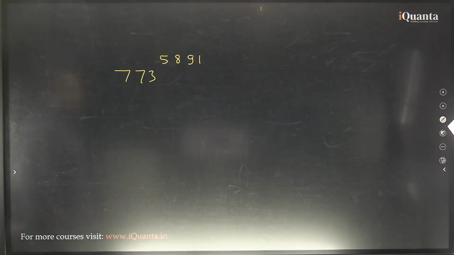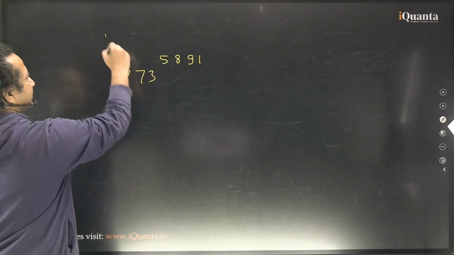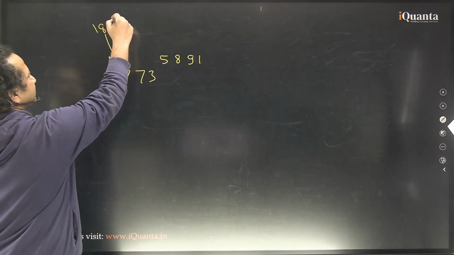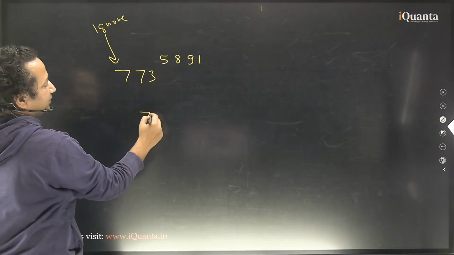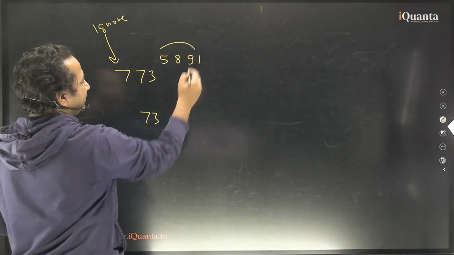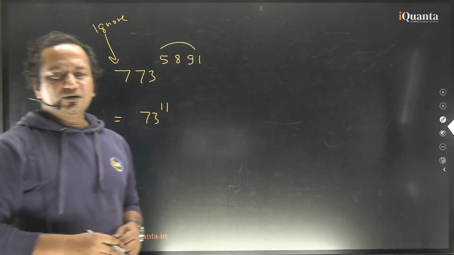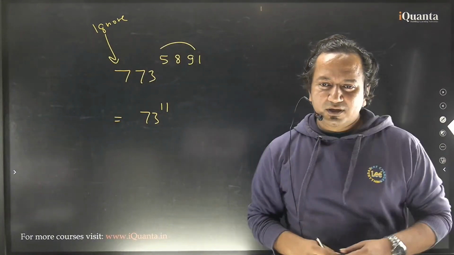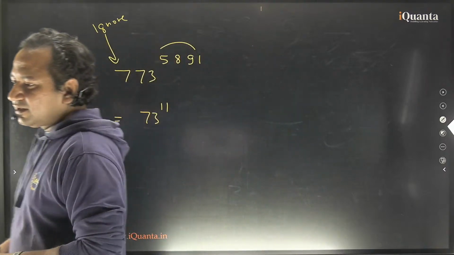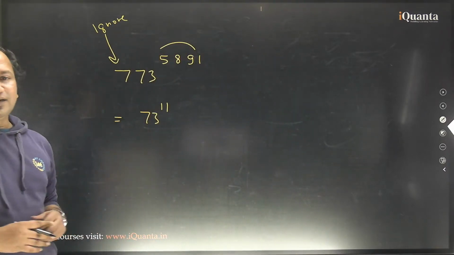773 raised to power 5891. Okay, so first of all, this 7 is ignored. Just keep a track. 73, 5891, we get 11 here. Is that clear? Because 5880 is a multiple of 20, isn't it? So we are left with 73 to the power 11.